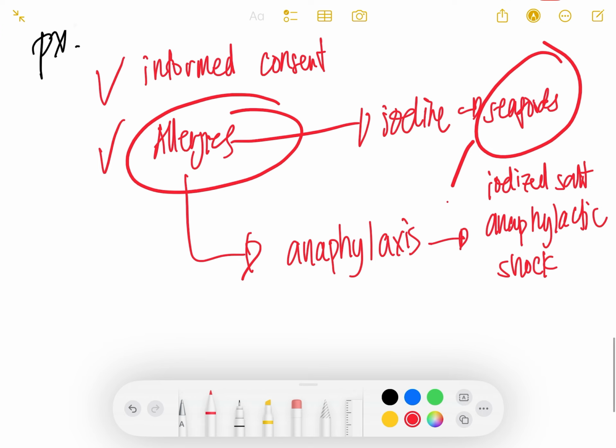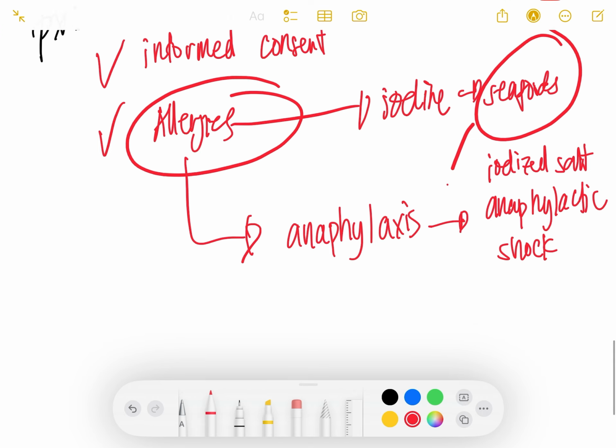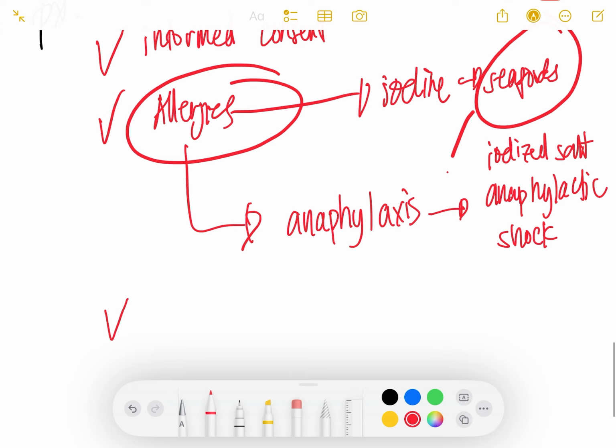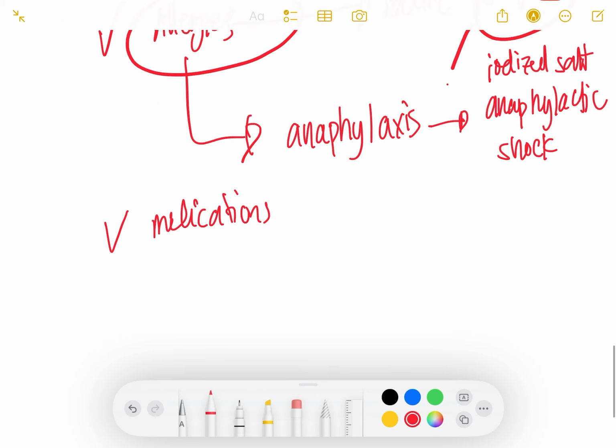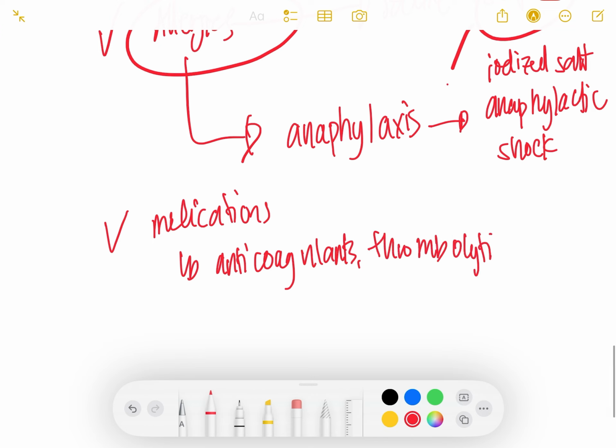Okay, this could be done on a separate discussion, but it could lead to anaphylactic shock. Next, you have medications. Anong klase ng medications? Okay, yung ating mga anticoagulants or thrombolytics. Okay, anticoagulants or thrombolytics.